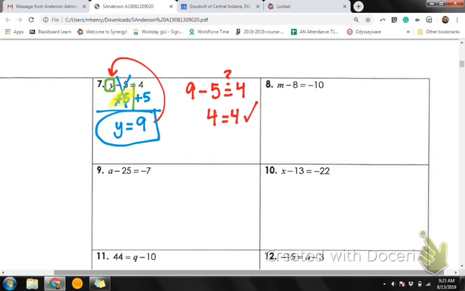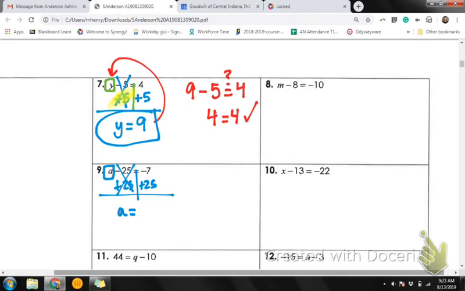Try number 9, please, on your own. Ashley, what's the first thing on number 9 you're going to do? Oh, I did the wrong topic, so hold on. Okay. Find the variable. Which is a, right? How are we going to get a by itself? To both sides. So I'm just left with a equals -7 plus 25.